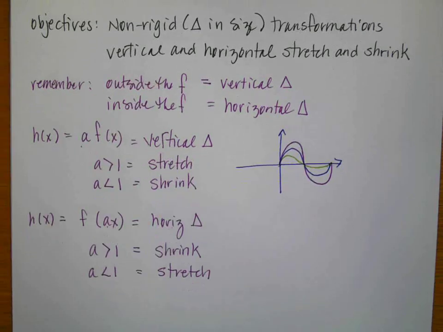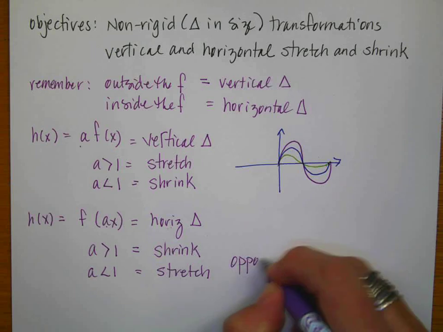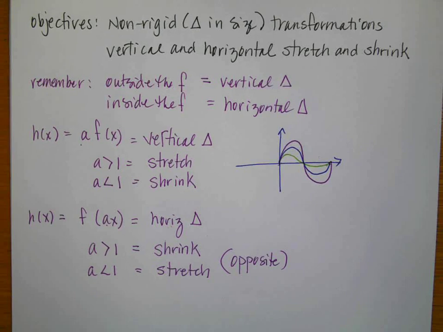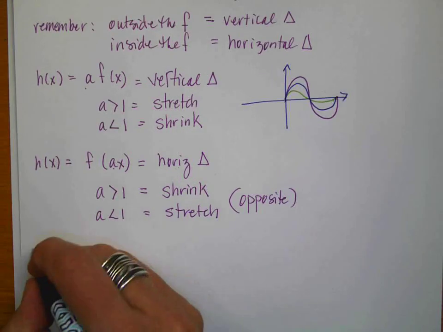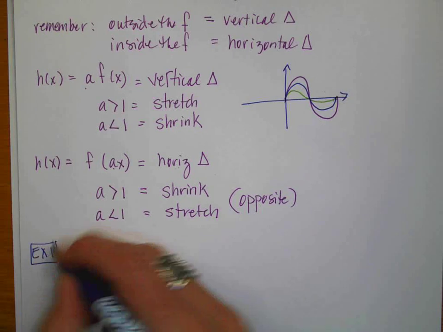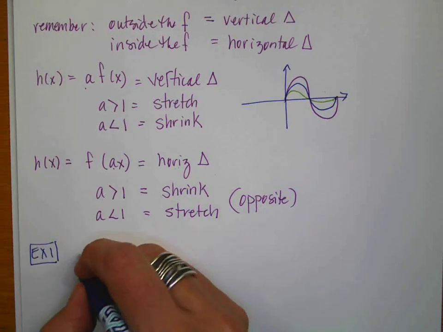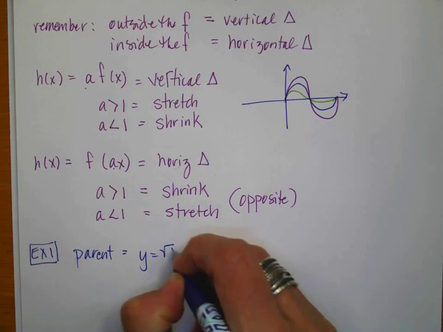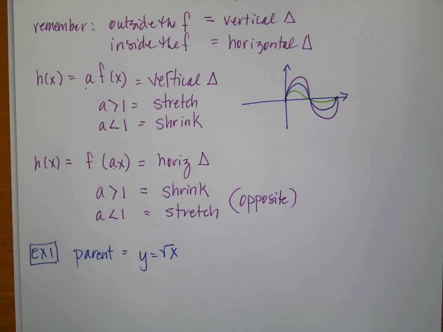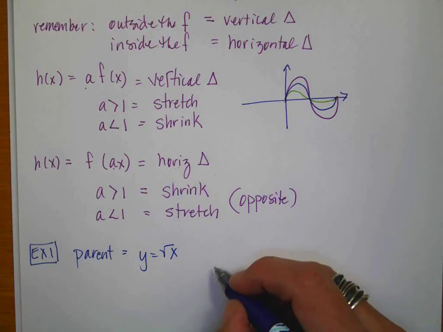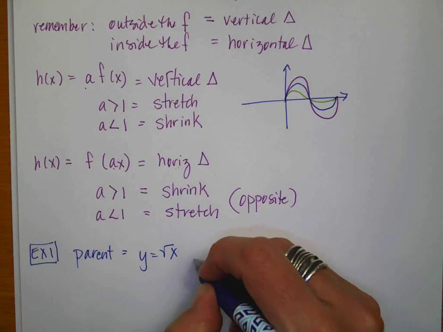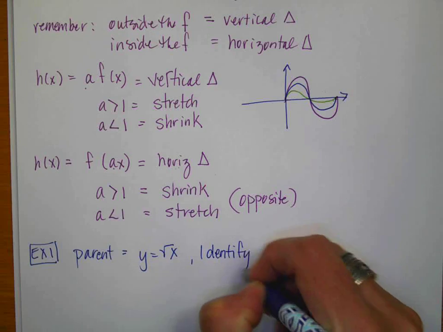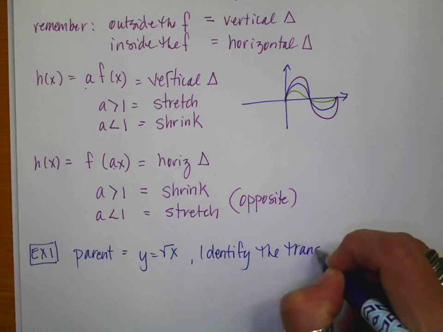And I think the easiest thing will be to do some examples. And then just write that down so you can get that stuck in your brain. All right, so let's just start doing some examples. So the first example, I'm just going to tell you that the parent is going to be y is equal to the square root of x, continuing kind of that example from yesterday. And I want you to identify the transformations.